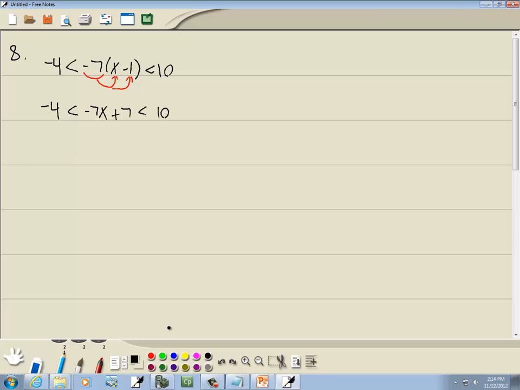Okay, second step, get rid of fractions. Don't have any. Third step, get everything with an x in the middle, numbers on the other two sides. So I'll take 7 to the right side and to the left side. Again, when you take anything across the inequality, the sign changes, so the 7 becomes a negative 7.